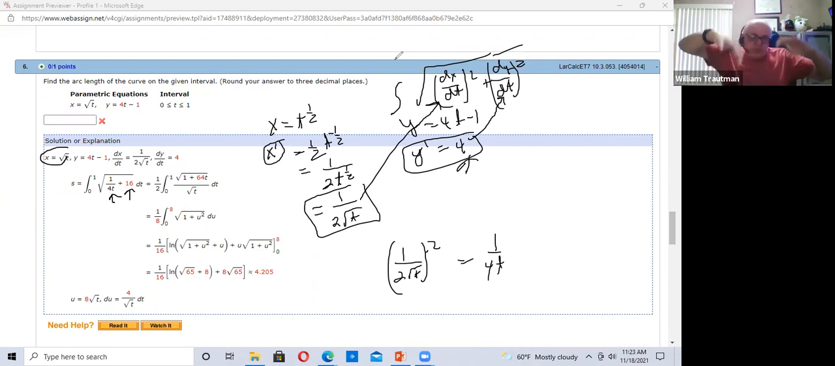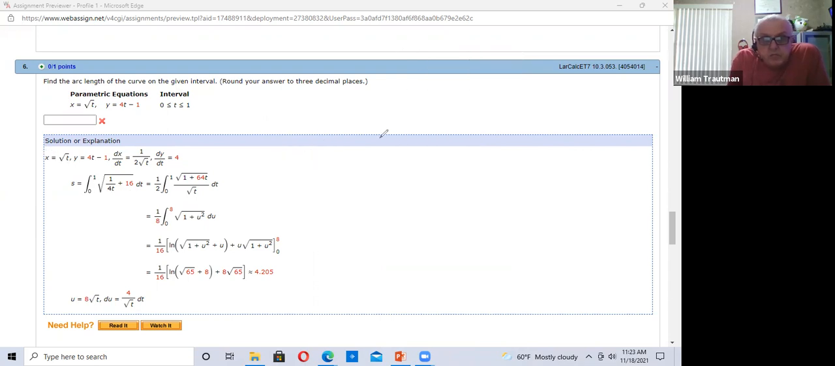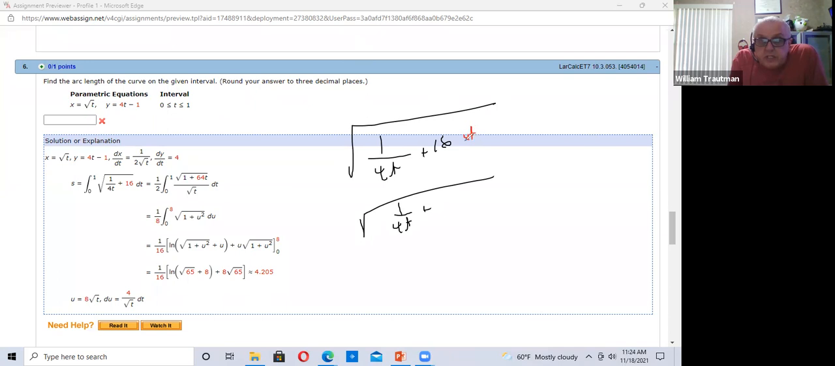So now there's just a lot of manipulation, a lot of algebra involved here. We're left with 1/4t plus 16. And we want a common denominator, since this is all in a square root. So 1/4t plus, if I multiply the 16 by 4t over 4t, I'm just multiplying it by 1, I end up with 64t over 4t. So now you can make one fraction, and you've got 1 plus 64t over 4t.